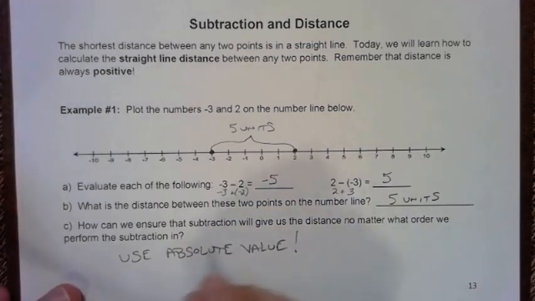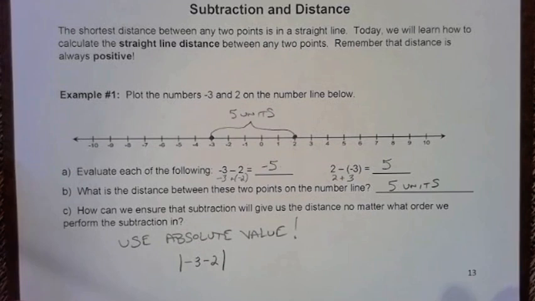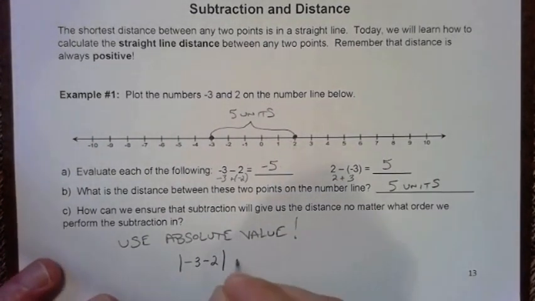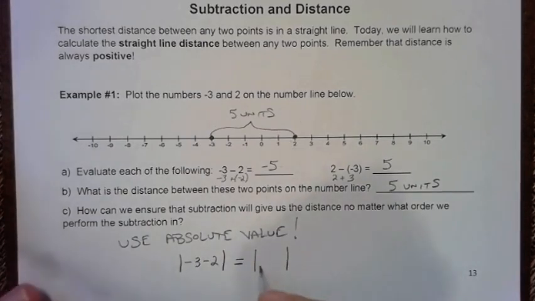If I took the first subtraction, -3 minus 2, and put it in absolute value bars, well, again, absolute value bars are very similar to parentheses. If you have an operation inside, you have to do that first. So I'm really asking for the absolute value of -3 minus 2, which is -5, and the absolute value of -5 is 5. So that will allow me to get a positive distance, even though when I first did the subtraction, my answer was negative.